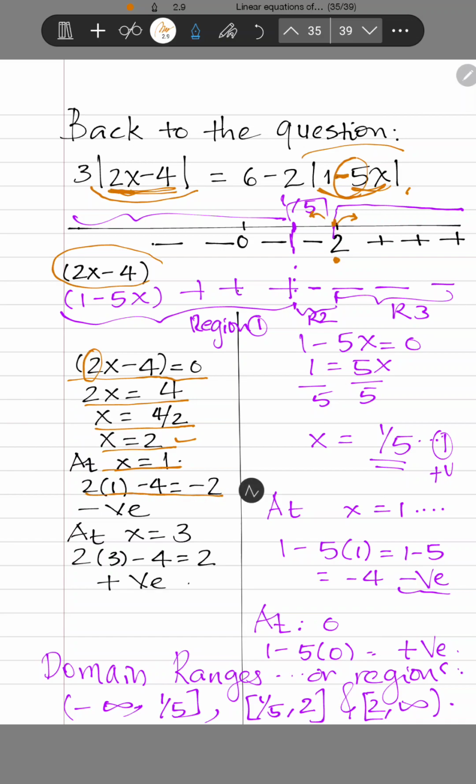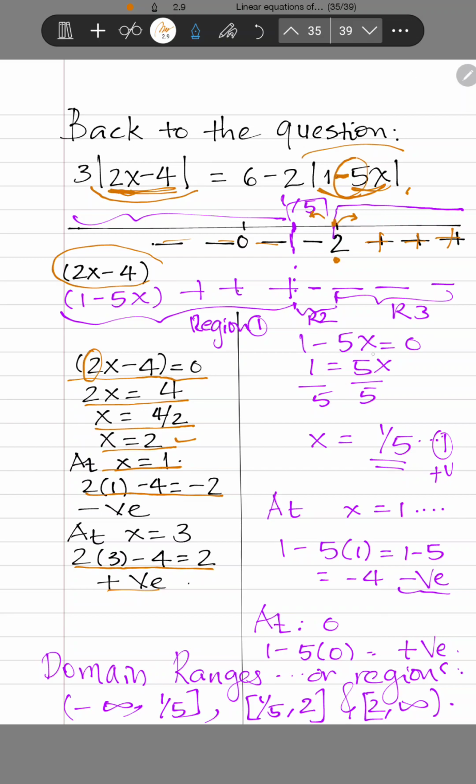Let's take another number on the right side, say 3. 2 times 3, 6, minus 4 is 2, which is positive. So the first expression, 2x minus 4, is negative on the left of 2 and positive on the right of 2. That's what is indicated here.